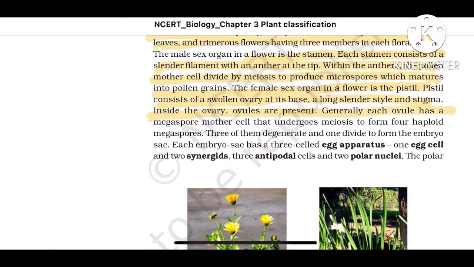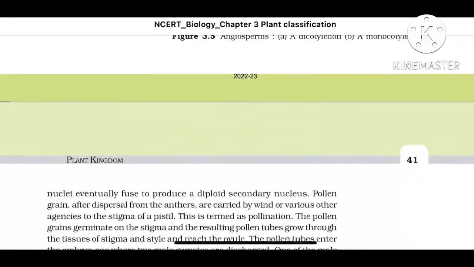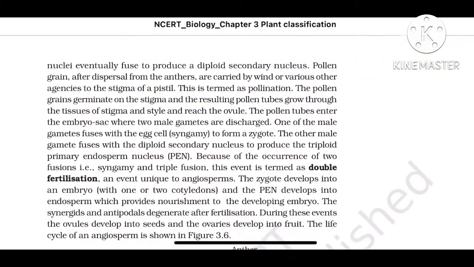Generally, each ovule has a megaspore mother cell that undergoes meiosis to form 4 haploid megaspores. 3 of them degenerate and 1 divides to form the embryo sac. The embryo sac has a 3-celled egg apparatus, 1 egg cell and 2 synergids, 3 antipodal cells and 2 polar nuclei. The polar nuclei eventually fuse to produce a diploid secondary nucleus.